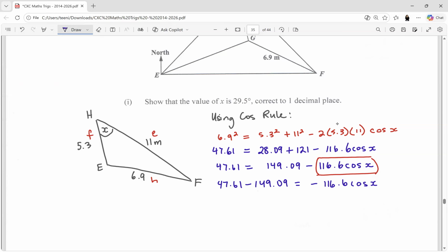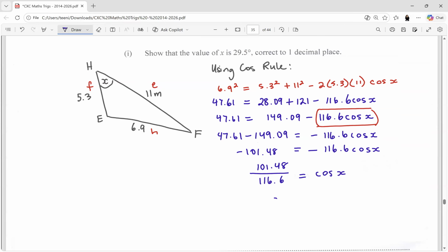So 47.61 take away 149.09 is negative 101.48, which is equal to negative 116.6 cos x. So if I multiply through by negative sign, I get rid of it. So therefore, 101.48 divided by 116.6 will be equal to cos x.